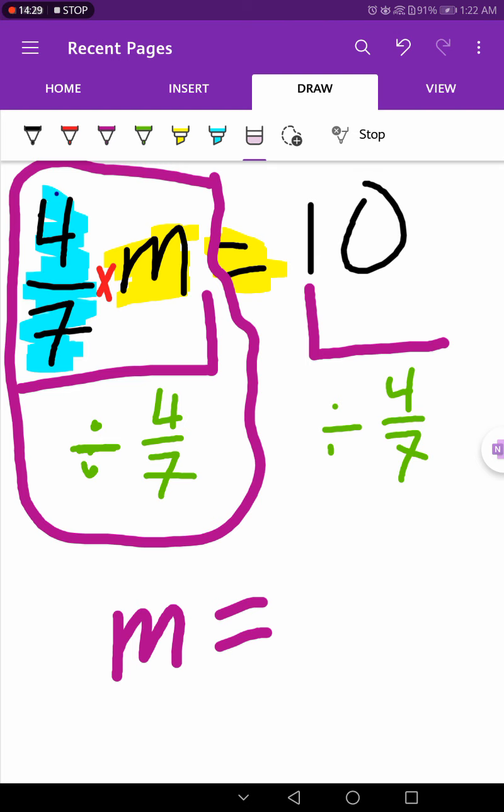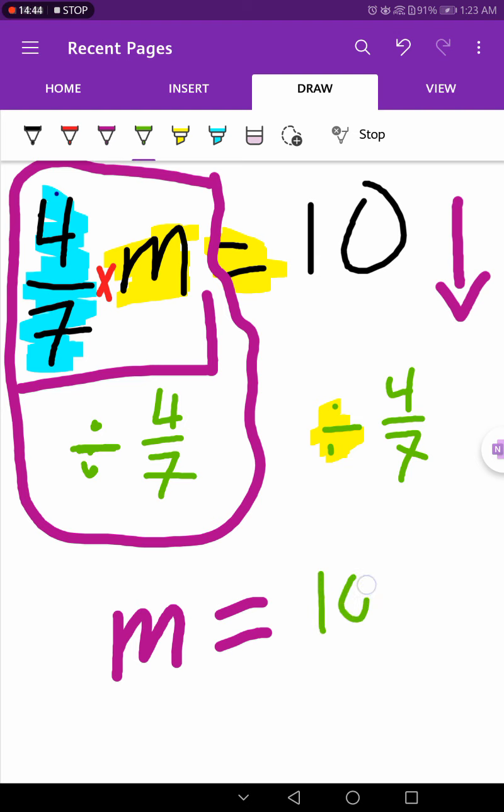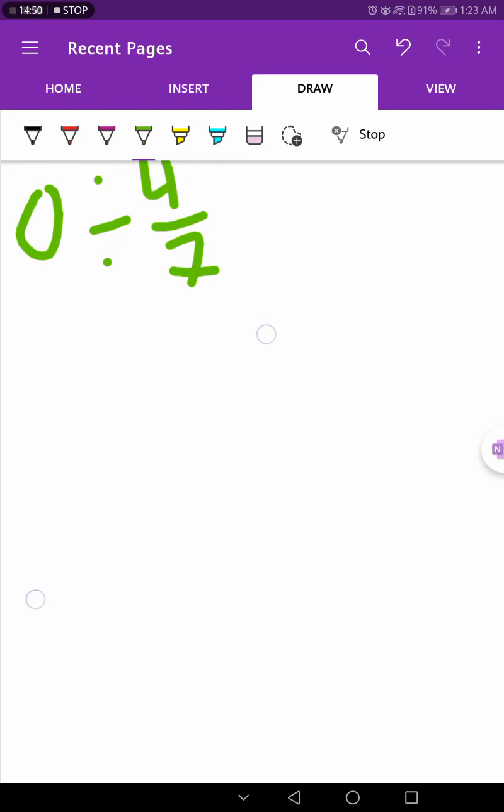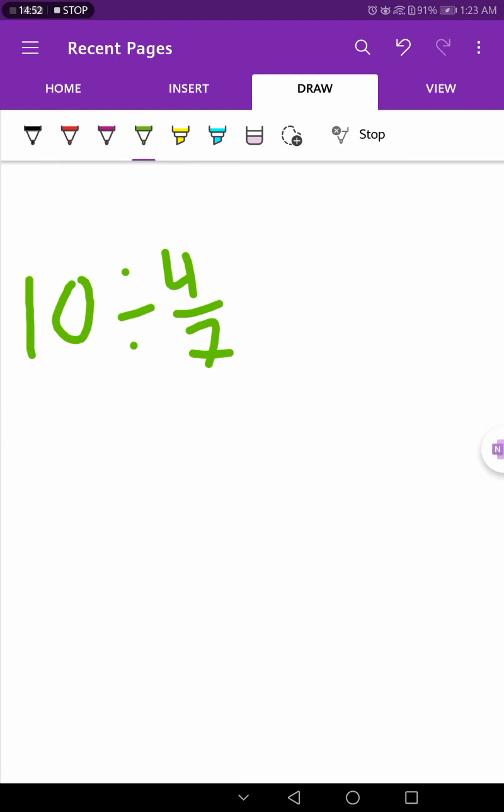What happened here? What will happen here? Some division will happen between the 10 and the 4 over 7. And be careful, you have to start from here: 10 divided by 4 over 7. You can do it beside here.